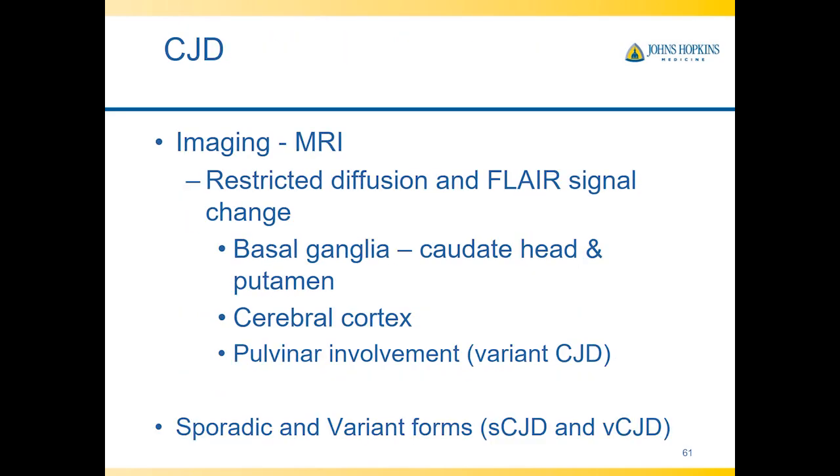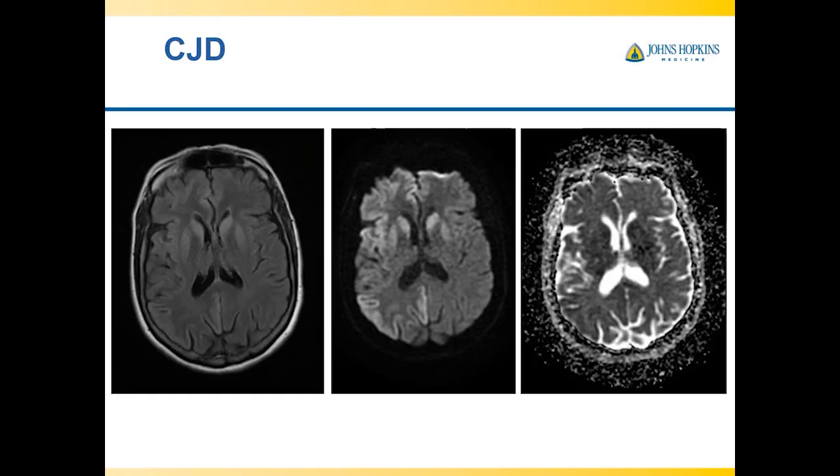On imaging, MRI has a characteristic appearance showing restricted diffusion and FLAIR signal change, classically involving the basal ganglia, the caudate head, and the anterior portions of the putamen. There is also FLAIR abnormality and diffusion restriction involving the cerebral cortex in the classic sporadic form of CJD, while there is pulvinar involvement in the variant form of CJD.